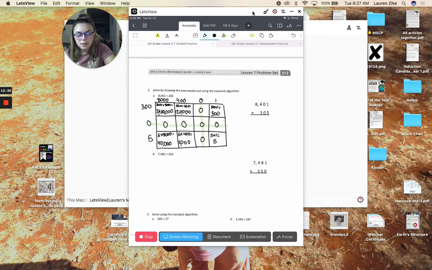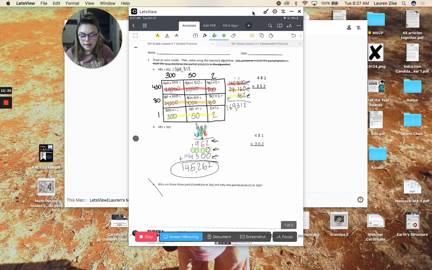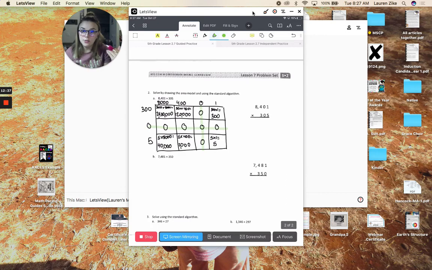So just like I did in 1A, I'm going to add across first and then add the sums down. So I'm going to start with these numbers, and since I don't have to do anything with my zeros, then I can kind of go straight down to these numbers.